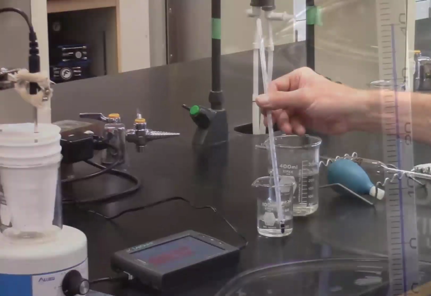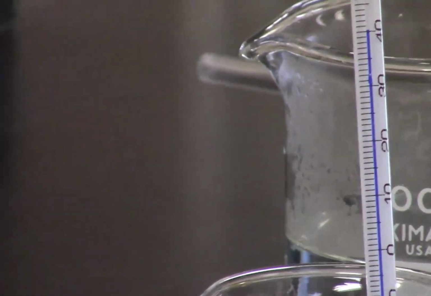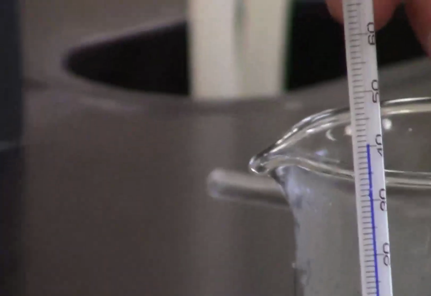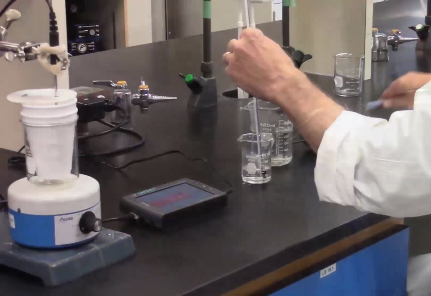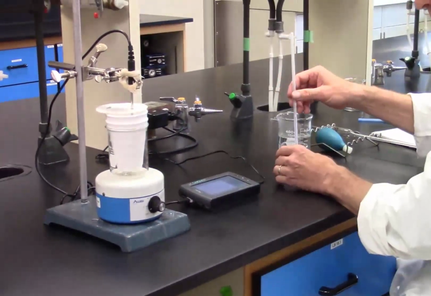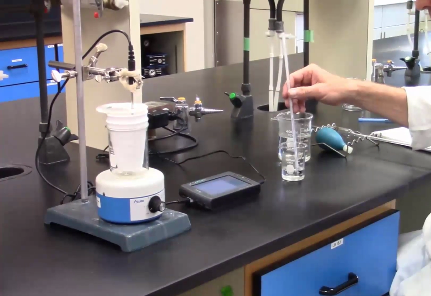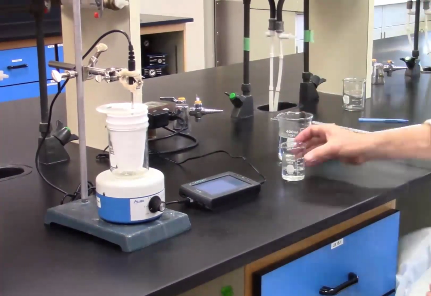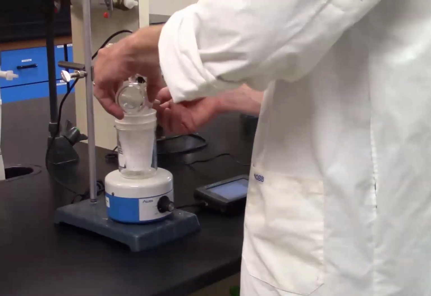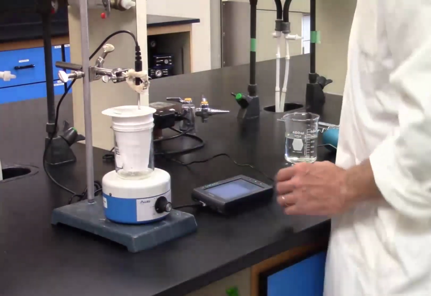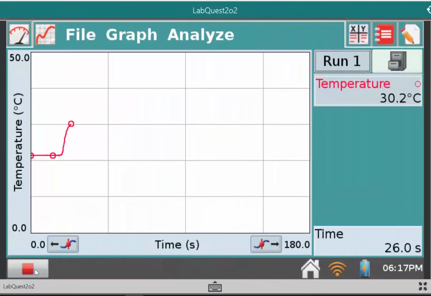The alcohol thermometer indicates that the temperature of the hot water is now close to 40 degrees Celsius. Scott taps the start button on the LabQuest 2, ensures a stable initial temperature, and then transfers the hot water to the cold water. On the LabQuest 2 screen, we see the dramatic increase in temperature, which corresponds to the point at which the hot water is added to the cold water.